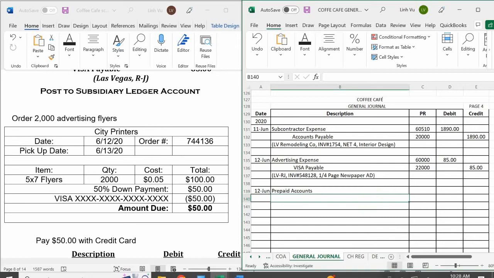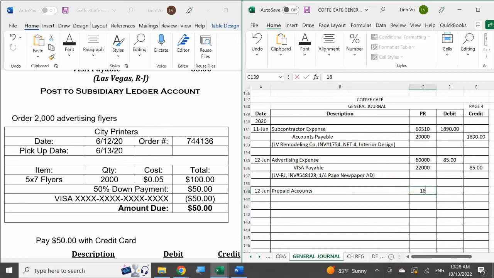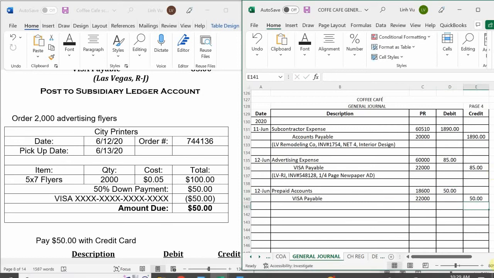Now, in this case, how did I pay that down payment? The business credit card? Yes, with a Visa credit card. So in this case, that's what I have to do. Visa payable. Okay. All right. For how much? $50, right? That was the down payment agreement. So that is exactly where we have everything that we need because we didn't cut a check. We used our business credit card.